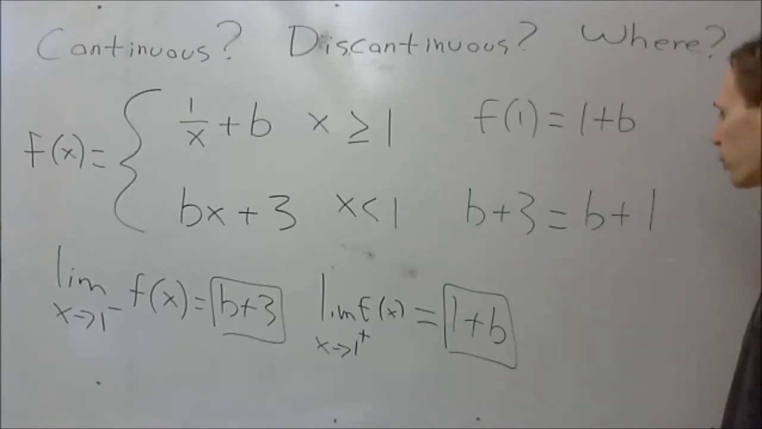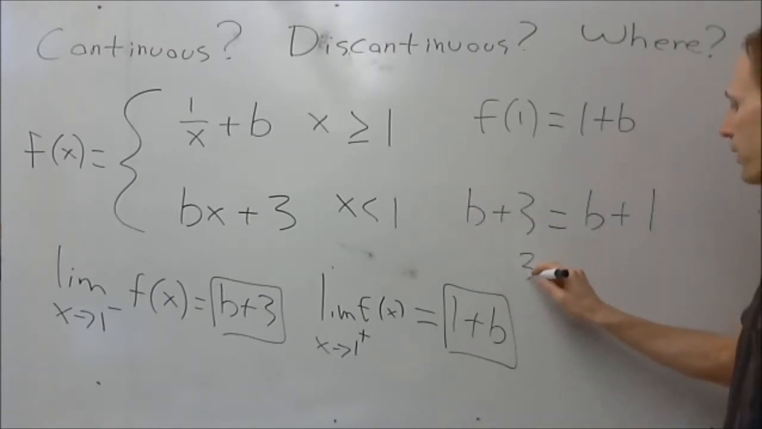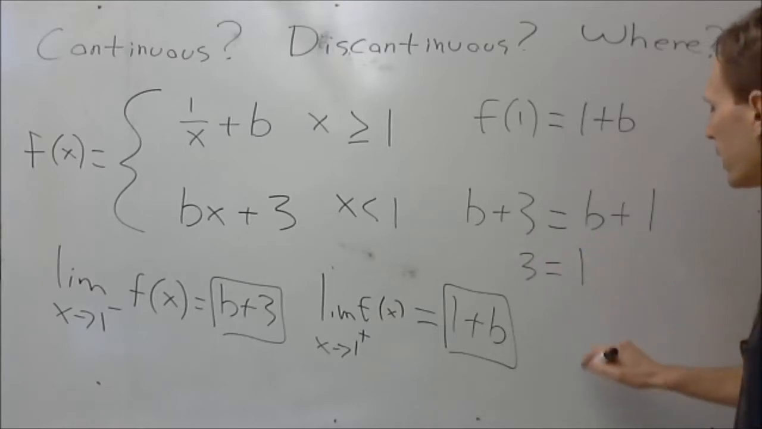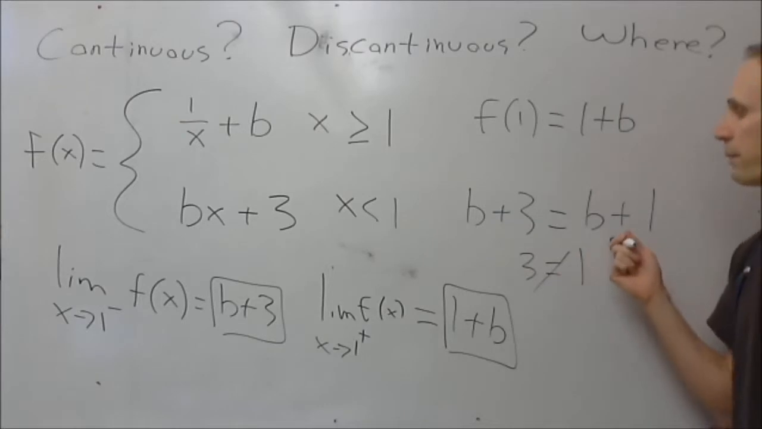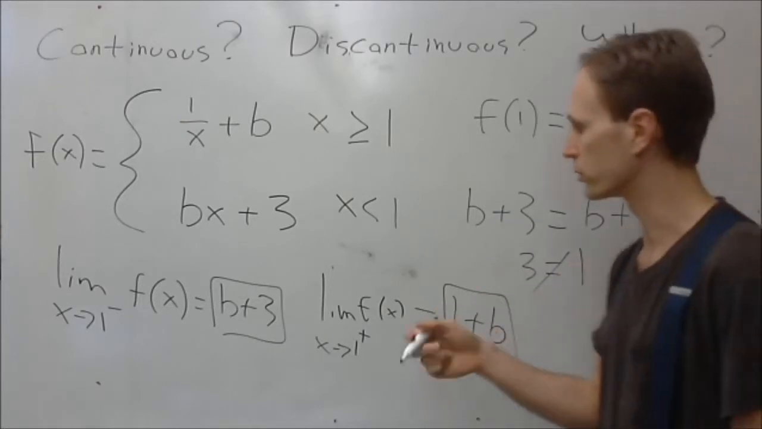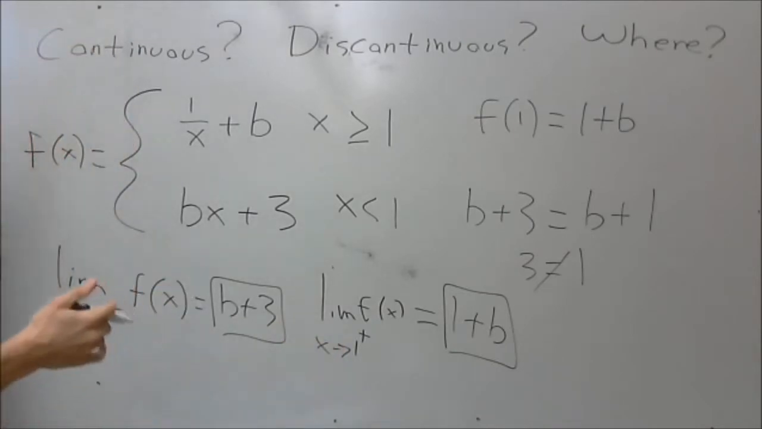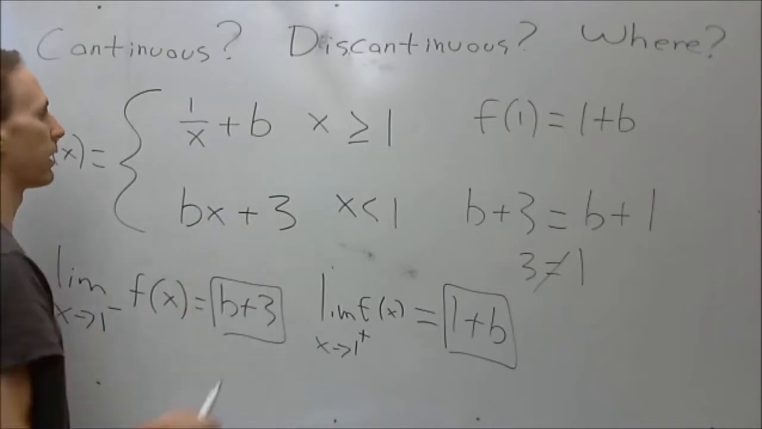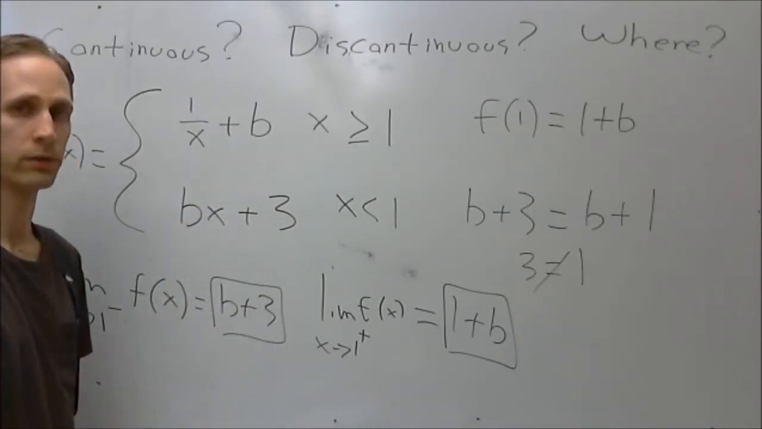But immediately we see that the only way for this to work out is if we subtract b from both sides, we're left with 3 equals 1, which cannot happen. So there is no value of b that makes this statement true. So there's no value of b that can make the left and right-handed limits be the same number. Therefore, there is no value of b that could possibly make this function continuous.